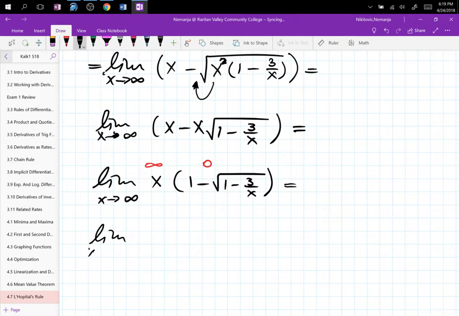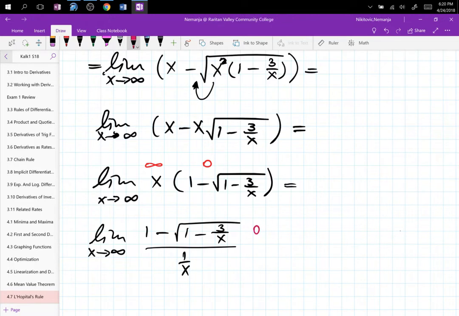So limit x goes to infinity, and we have 1 minus the square root of 1 minus 3 over x divided by 1 over x. So I took that x and I forced it into the denominator, and when it goes into the denominator it becomes 1 over x. So that's the 1 over f rule. When you check infinity now, you have 0 over 0. Check it quickly. You need to be able to make those mental calculations.